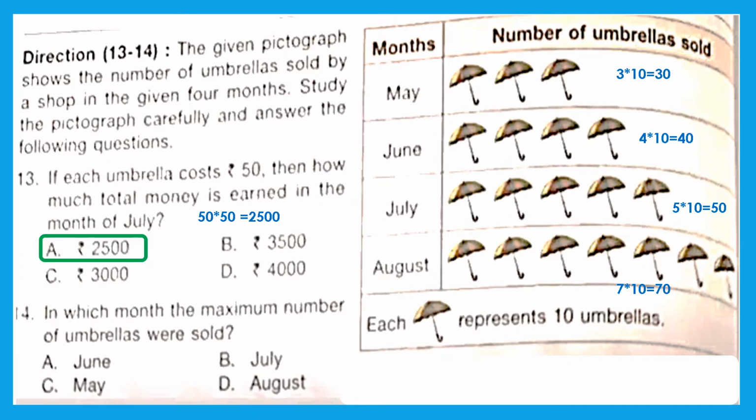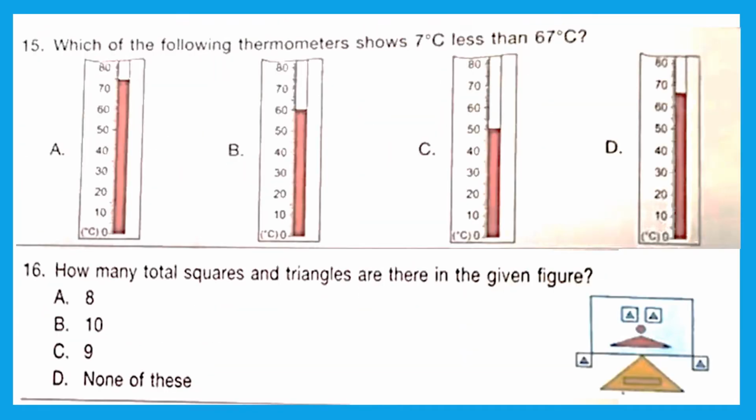Question 14. In which month the maximum number of umbrellas were sold? That you can directly see from the table. And that is August. Option D. Question 15. Which of the following thermometers shows 7 degrees less than 67 degrees? So first let's do the calculation. 7 degrees less than 67 is equal to 67 minus 7, that is 60. Now you have to simply see which thermometer shows 60, and that is option B.